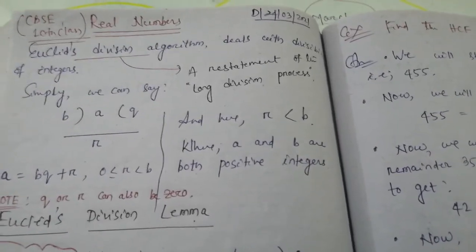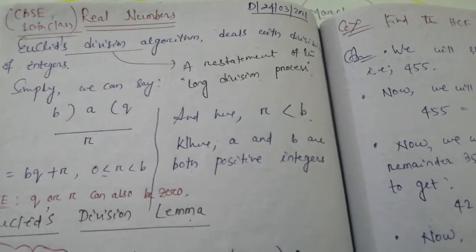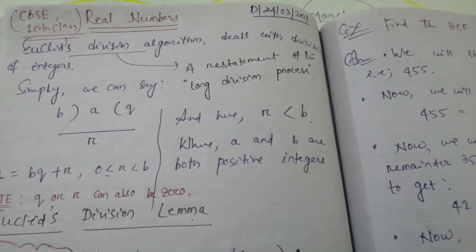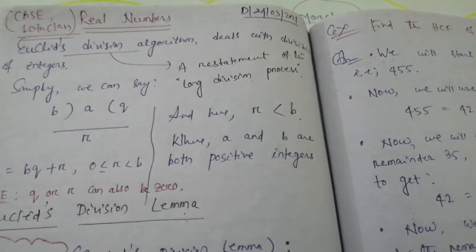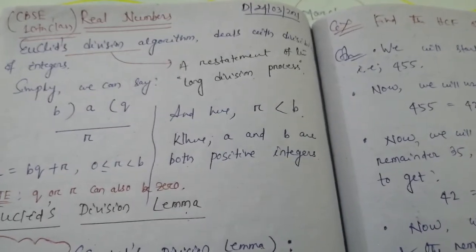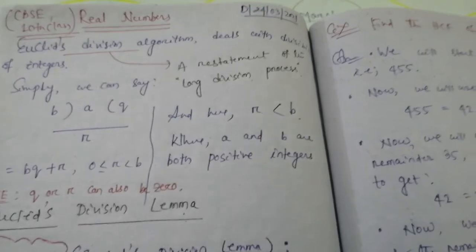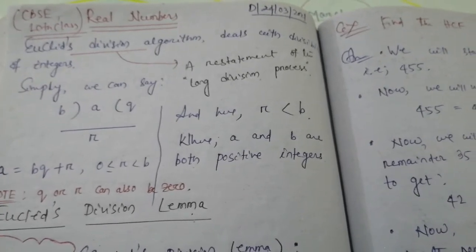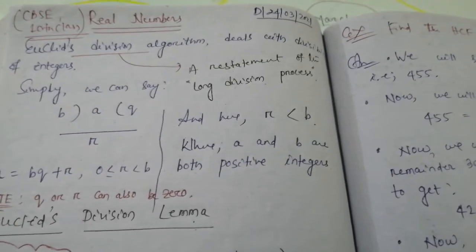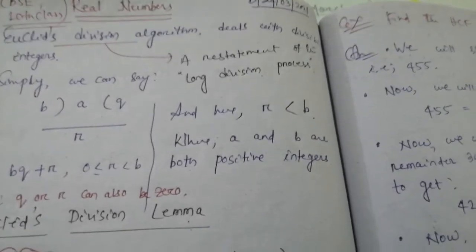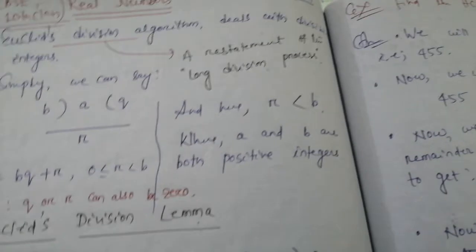Dear students, today I will discuss real numbers from 10th class CBSE board. As we have started the first class of mathematics today, we will start with the topic real numbers. Euclid's division algorithm deals with divisibility of integers.